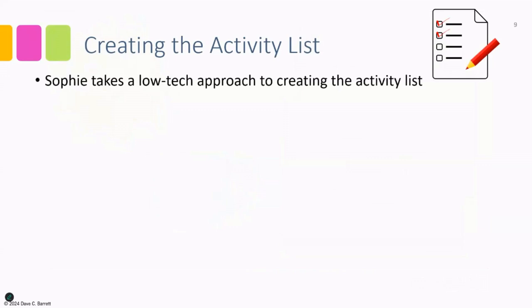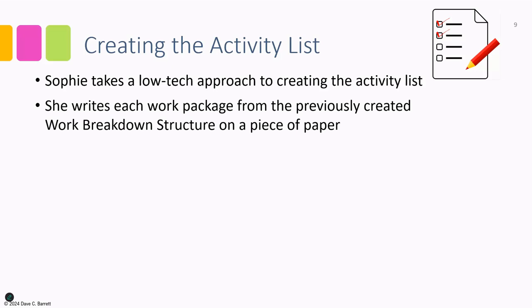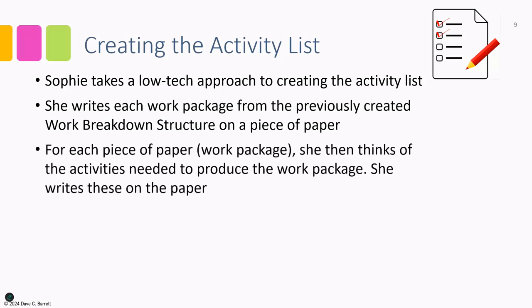Okay, so in terms of creating the activity list, we saw the project manager, Sophie, taking a fairly low-tech approach to creating the activity list, in that she was writing each work package from the previously created work breakdown structure on a piece of paper. Remember, the activity list is directly created from the work breakdown structure. This is why it's really important to have an effective work breakdown structure that represents 100% of the scope of the project. Then for each piece of paper, each work package, she thinks of the activities needed to produce the work package. She writes these on the paper.